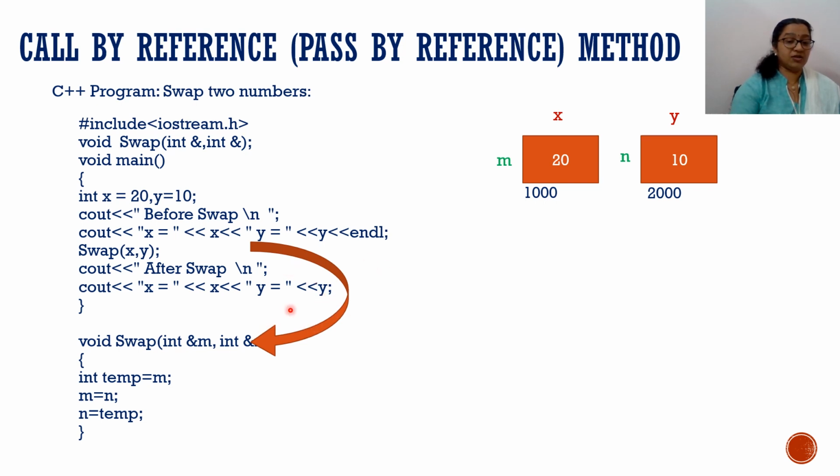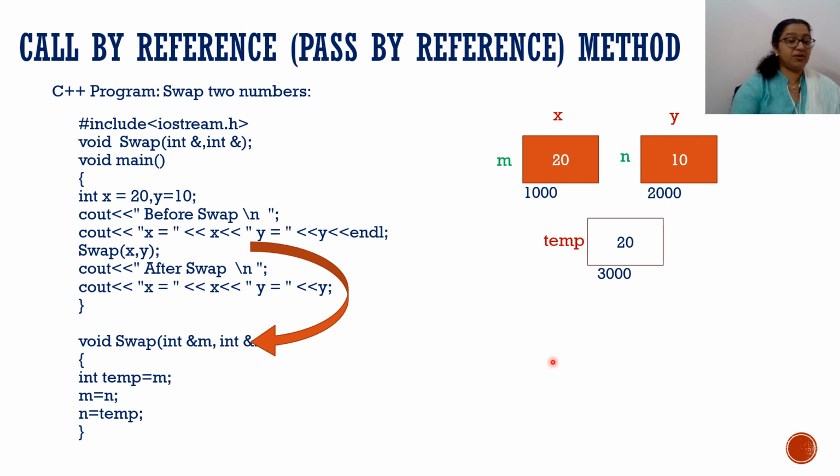Now, next we are calling the swap function. So at the calling time itself, for the same location, we are passing the reference. So for the same location, we are giving the names m and n. See, for x it is m and for y it is n. The same locations are shared. The formal is shared with the actual one. See? Understood now?